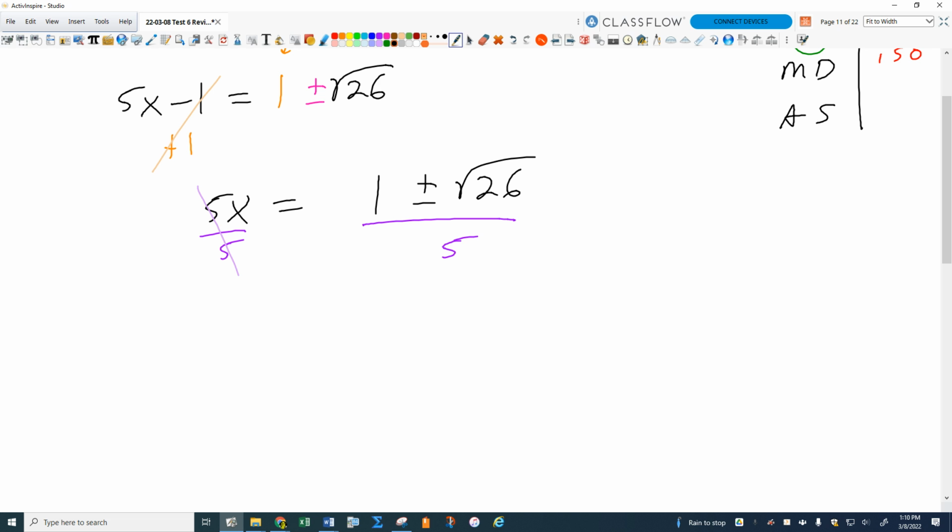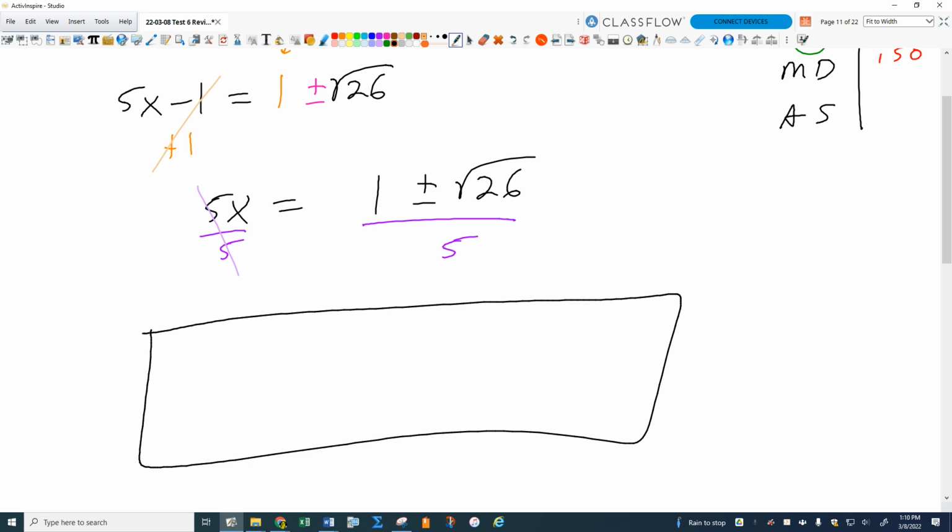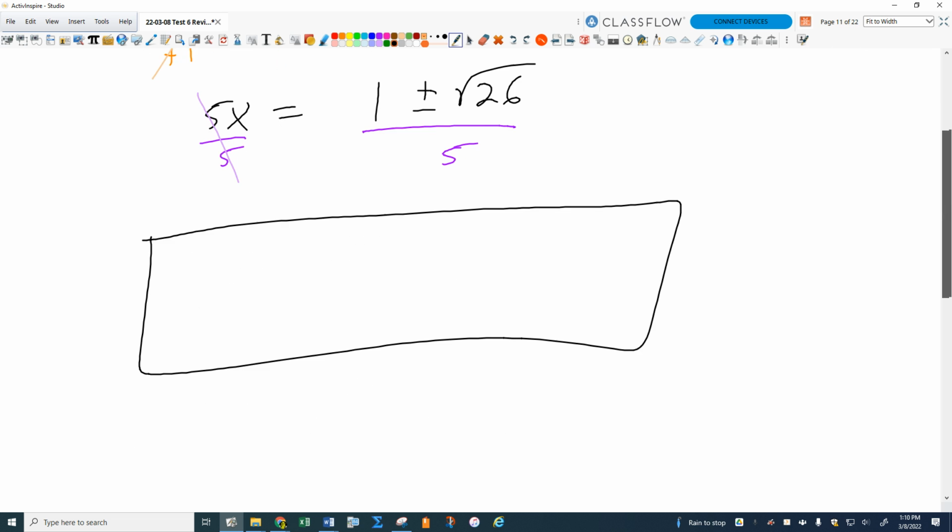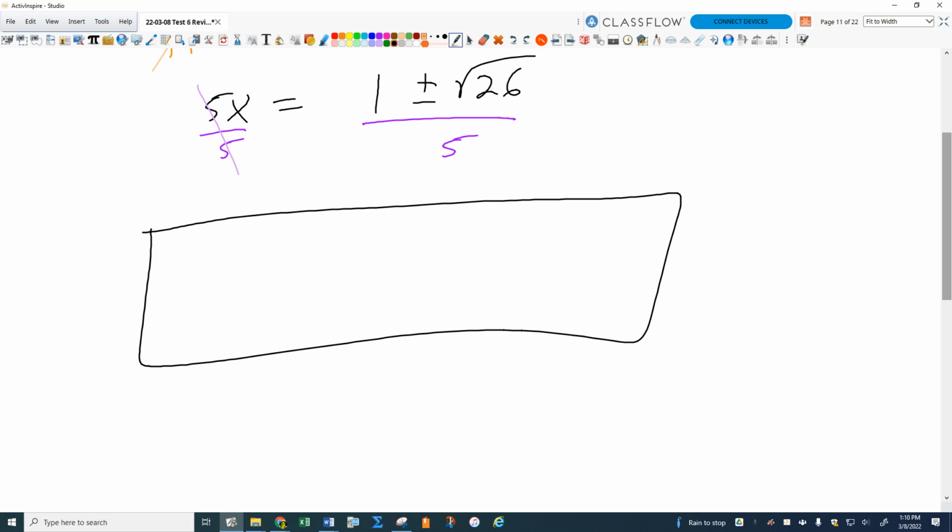So if I want to write these in the answer box on the test, it's going to say separate your answers with a comma. So what am I going to write? 1 plus square root of 26, all divided by, so the division bar goes over everything, right? Divided by the common denominator 5. Comma, 1 minus square root of 26, all divided by 5. Okay, good? Thumbs? Okay, oh man, this is good.